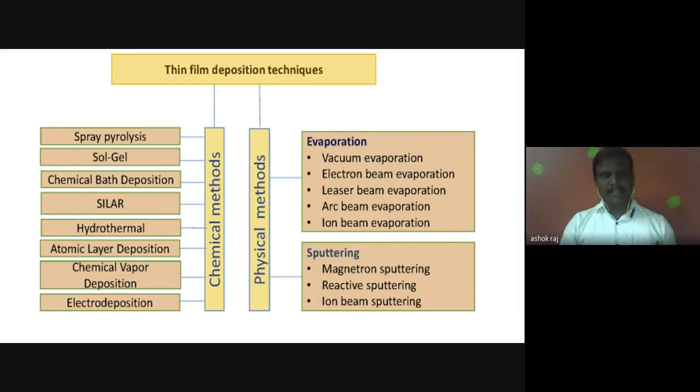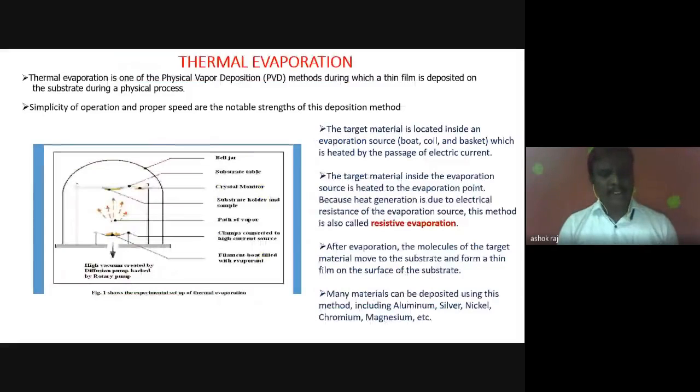Now we see the thermal evaporation technique in physical methods. Here I show the schematic experimental setup for the thermal evaporation method. The thermal evaporation method is one of the important methods in the physical process because of its simplicity, and the rate of deposition is the notable strength of this technique. The thermal evaporation experimental setup has three important parts. One is the bell jar, another one is the filament boat filled with the evaporant, and the third one is the substrate holder.